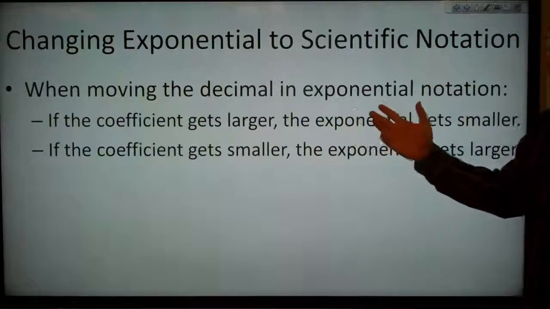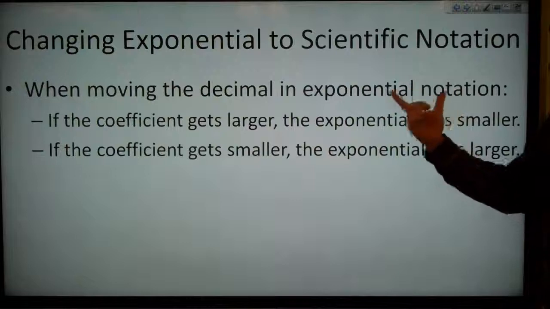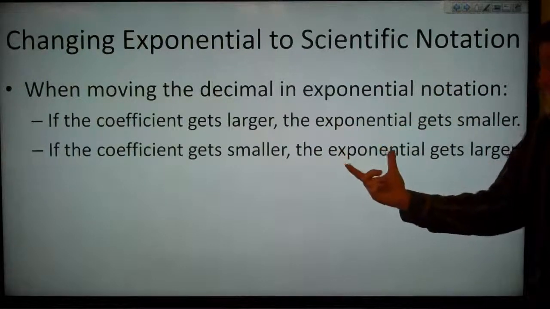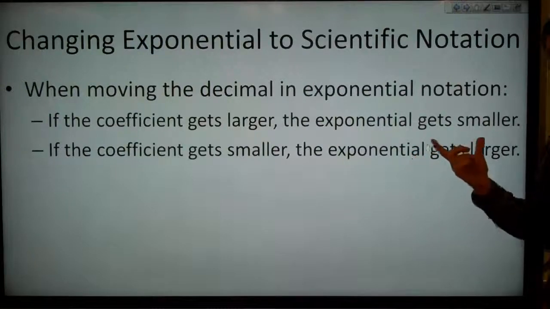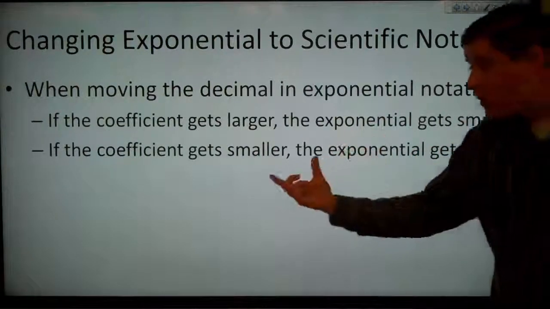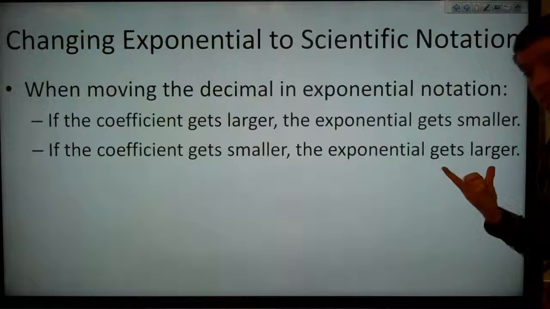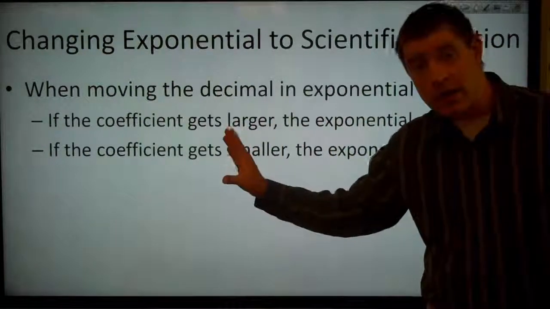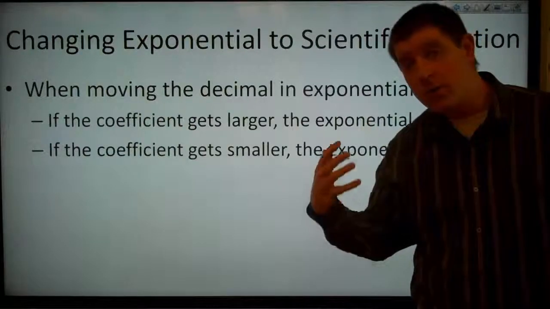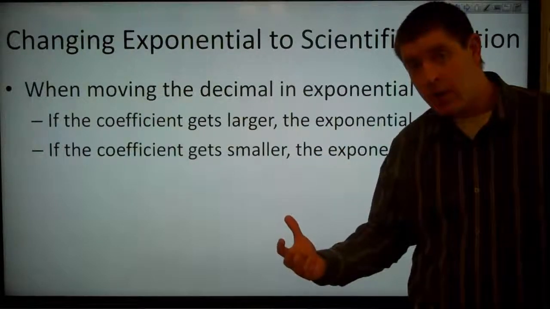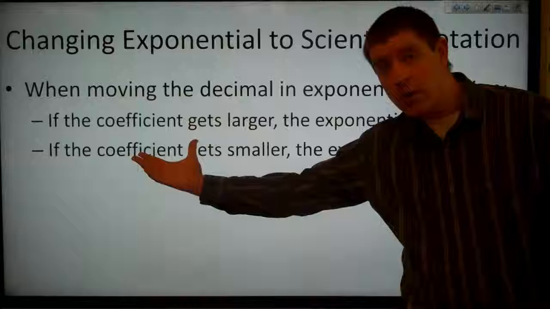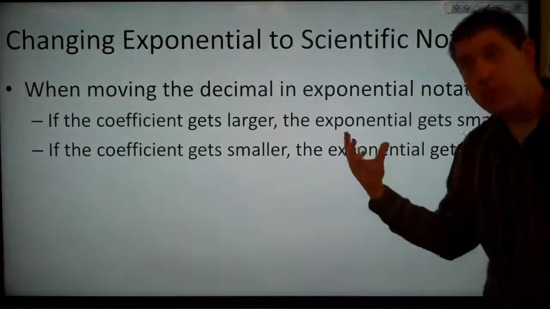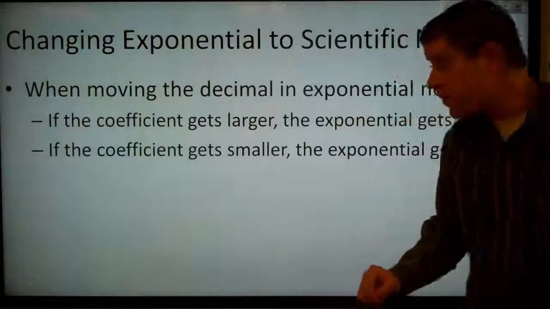So when we're moving the decimal in exponential notation, if the coefficient gets larger, then the exponential term gets smaller. If the coefficient gets smaller, then the exponential term must get larger. If all you're doing here is just moving the decimal around and you're not trying to change the value of the number, if you make the coefficient bigger, the exponential has to get smaller. If you make the exponential bigger, the coefficient has to get smaller, and vice versa.